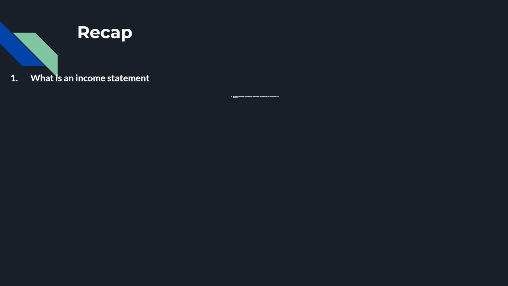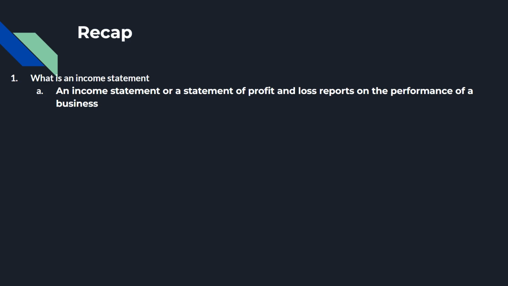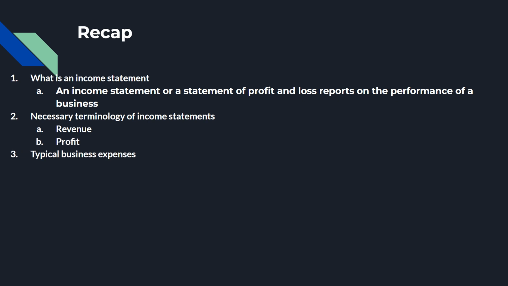Now for the recap. To start things off, we learned what an income statement is, and we defined the income statement as otherwise known as a statement of profit and loss, which reports on the performance of a business. Then we covered the necessary terminology for income statements, which includes things like the revenue and the profit. Afterwards, we covered typical business expenses inside an income statement, which includes things like the cost of the premises and the administration costs.